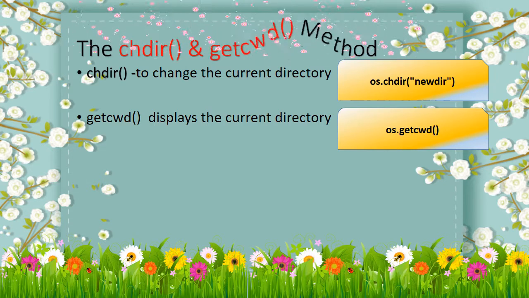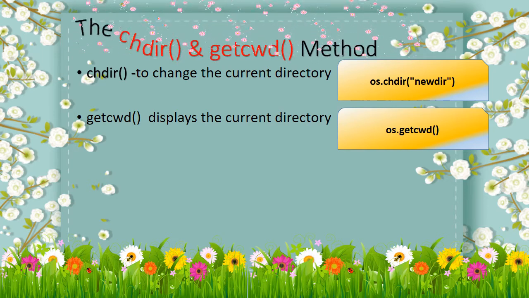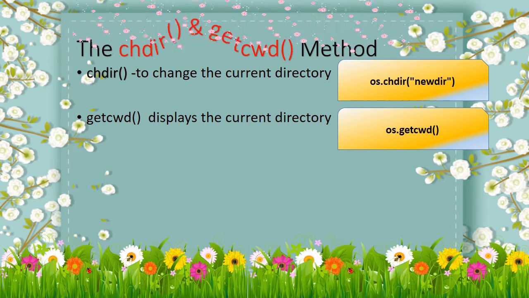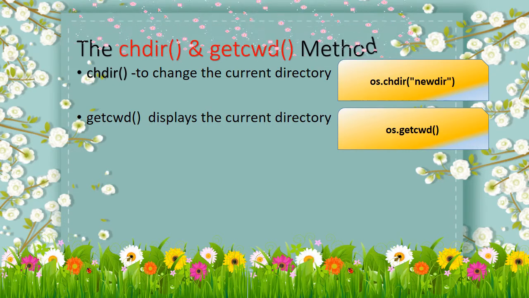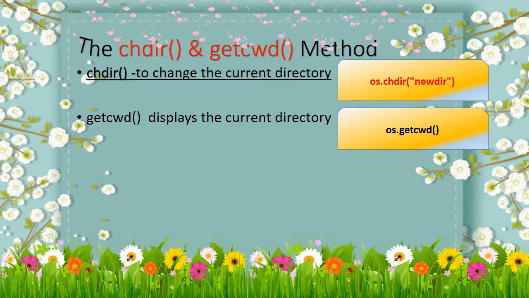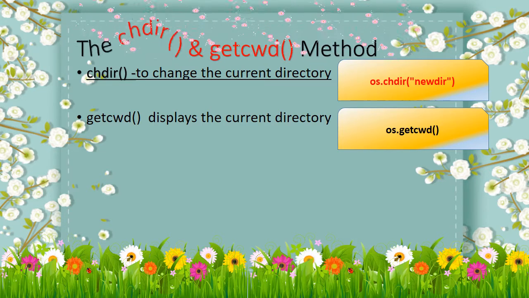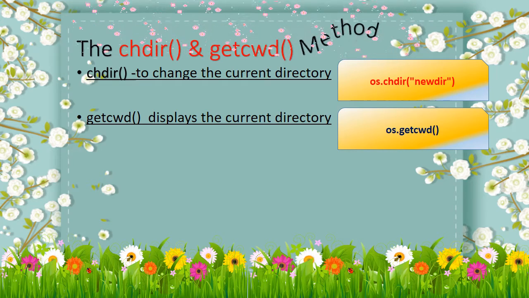chdir is change directory, it changes the current working directory, and the getcwd method is used to display the current working directory. So the general form for chdir is os.chdir of the directory which you want to change to, and os.getcwd is the general form for the get current working directory function.